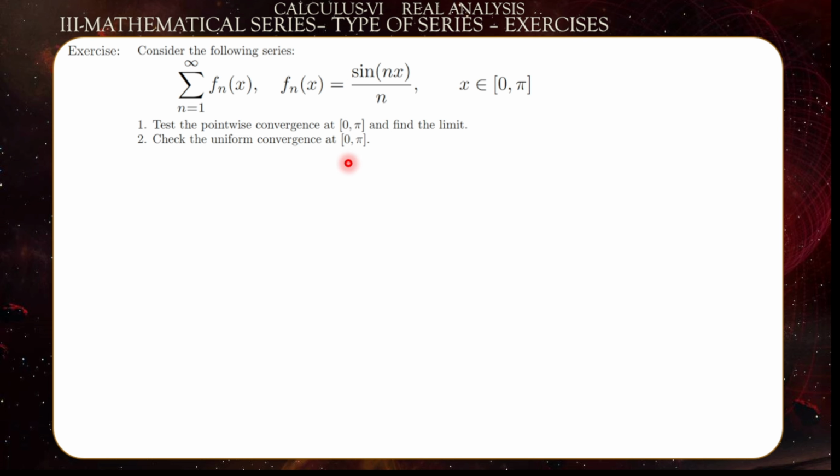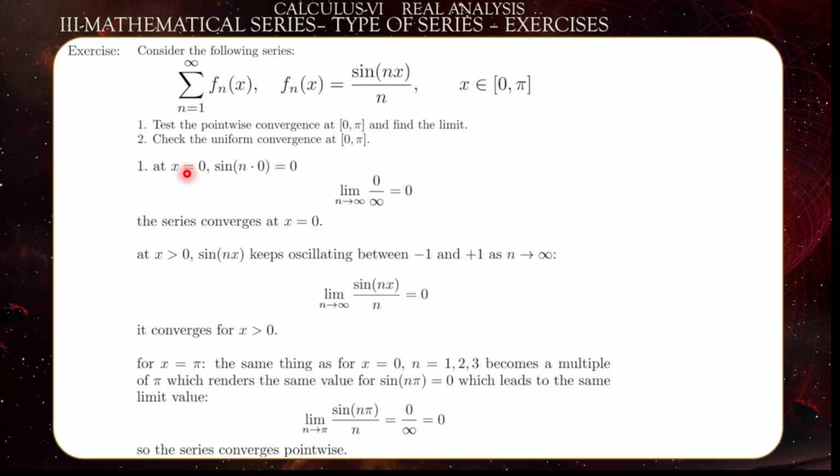All right. At x equals 0, sine of n times x, which is n times 0, would be 0. Hence, the limit of f_n(x) as n approaches infinity would be 0 divided by n, that approaches infinity, equals 0. So the series converges at x equals 0. That is the first check for the first point.